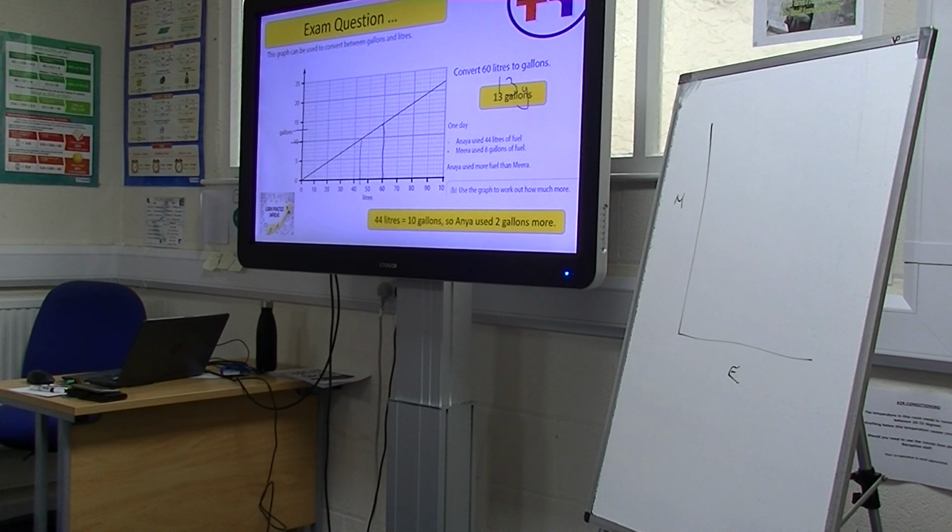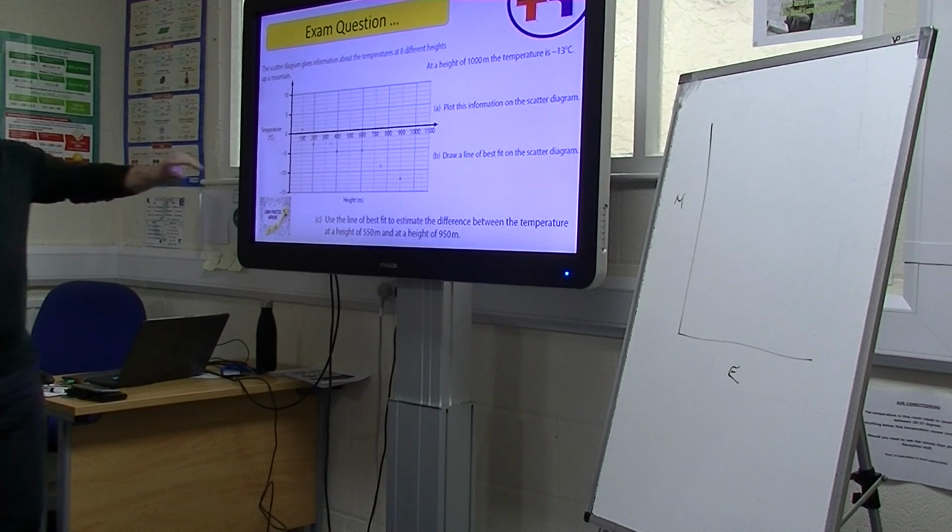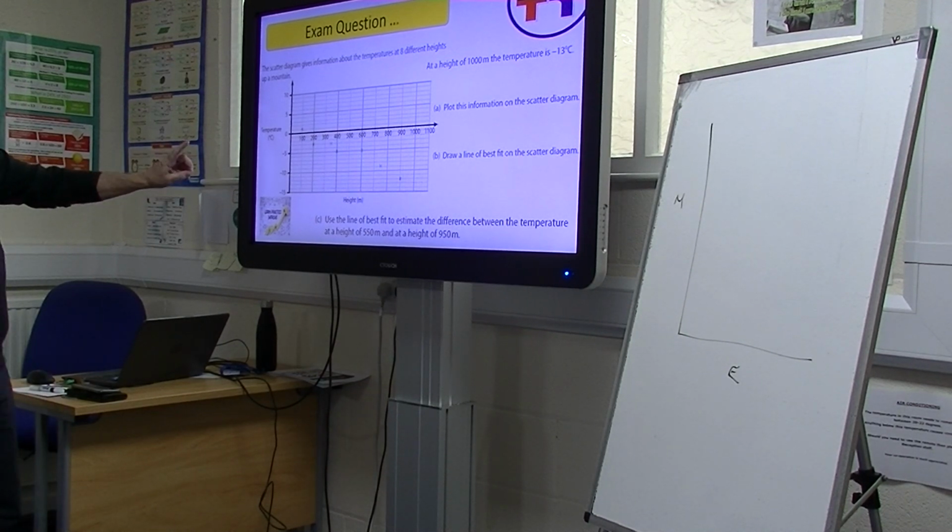So let's have a go at another one. It's not the next page, it's the page after. It's about information up a mountain. This one is slightly different. This scatter diagram gives information about the temperatures at 8 different heights up a mountain.